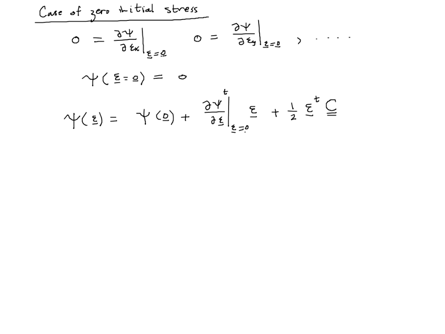And this is a symmetric matrix because it's a matrix of second derivatives. And partial 2 C partial epsilon x partial epsilon y equals partial 2 C partial epsilon y partial epsilon x, times epsilon, plus higher order terms, which are cubic and more. We know that this is a zero vector because we assume zero initial stresses. And this is zero by convention. And it doesn't make a lot of difference anyway.